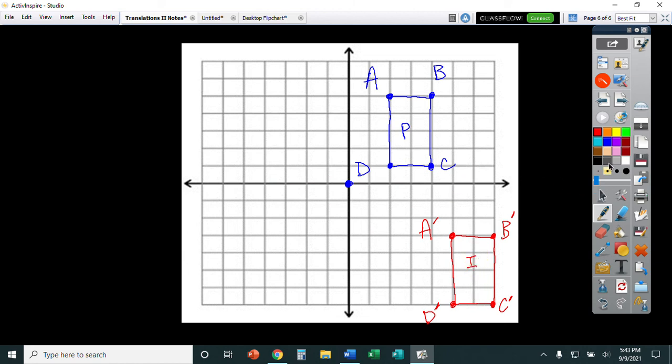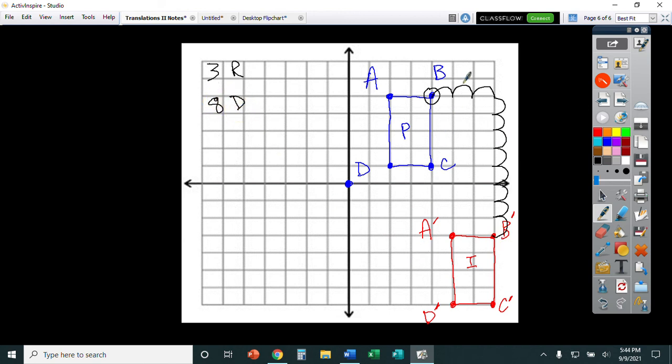So the question was, which I'm going to use black now, how many units is it moved from here to here? Well, all you got to do is pick one vertex and count. So I'm going to pick vertex B. So when I look at vertex B, it was moved 1, 2, 3 to the right. I'm going to write that down. And then it was moved 1, 2, 3, 4, 5, 6, 7, 8 down.